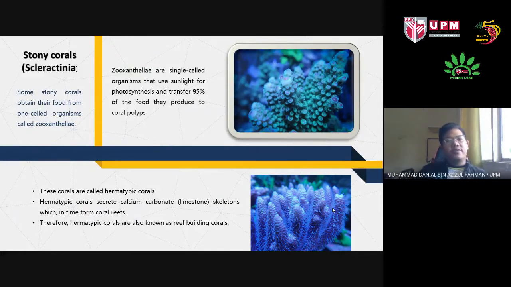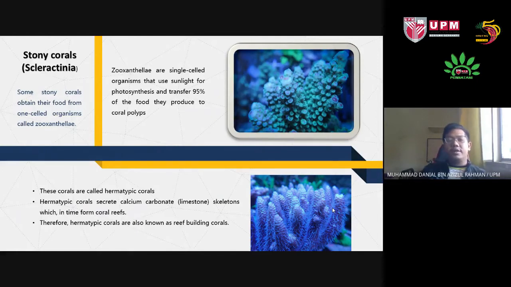Stony coral obtains its food from a one-cell organism called zooxanthellae. From your biology class in secondary school, you have learned about zooxanthellae, a single cell organism that uses sunlight for photosynthesis and transfers 90 to 95% of the food they produce to the coral polyp. Zooxanthellae receive protection from currents and herbivores, as well as nutrients from waste products produced by polyps. This kind of interaction is a mutualism or mutualistic association.